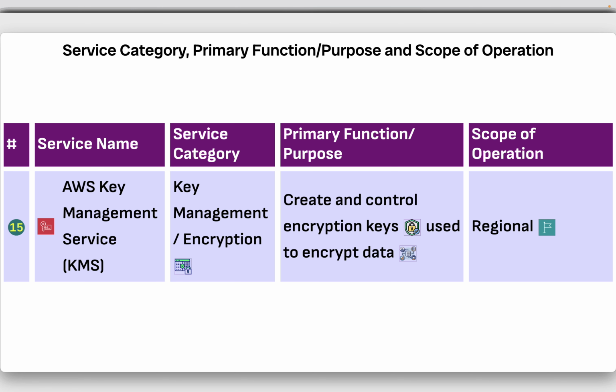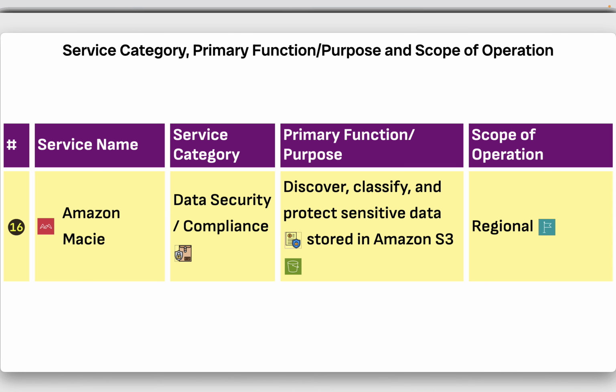Next service is AWS Key Management Service, AWS KMS. Service category is key management/key encryption service. Primary function and purpose is to create and control encryption keys used to encrypt data. Scope of operation is regional.